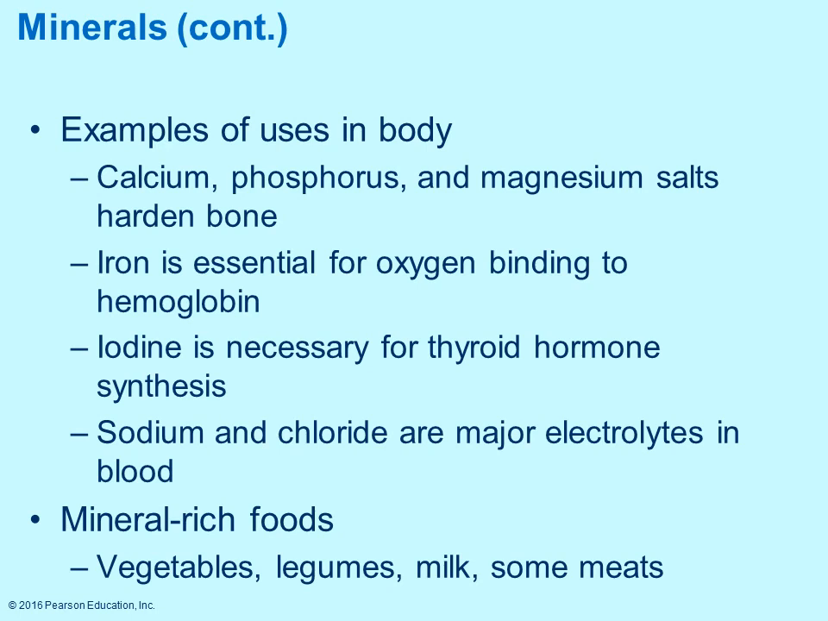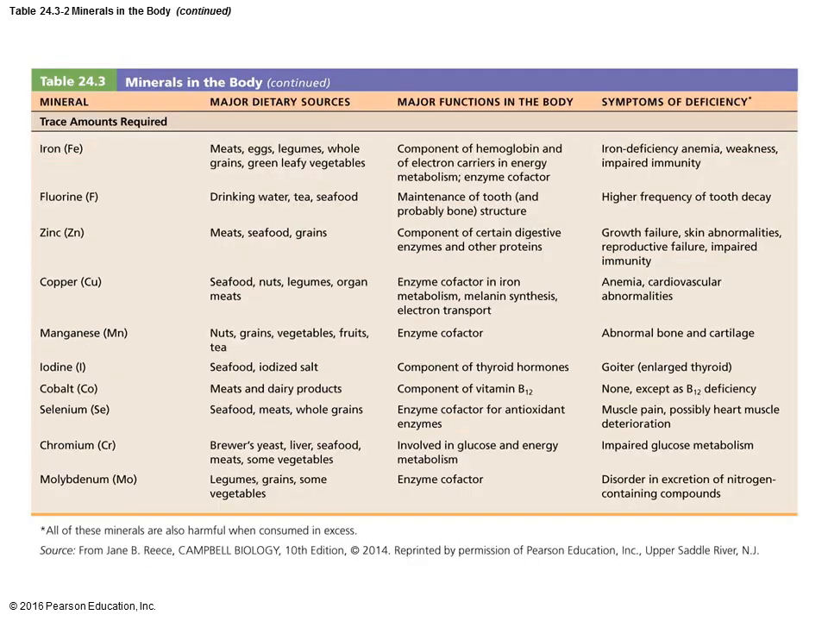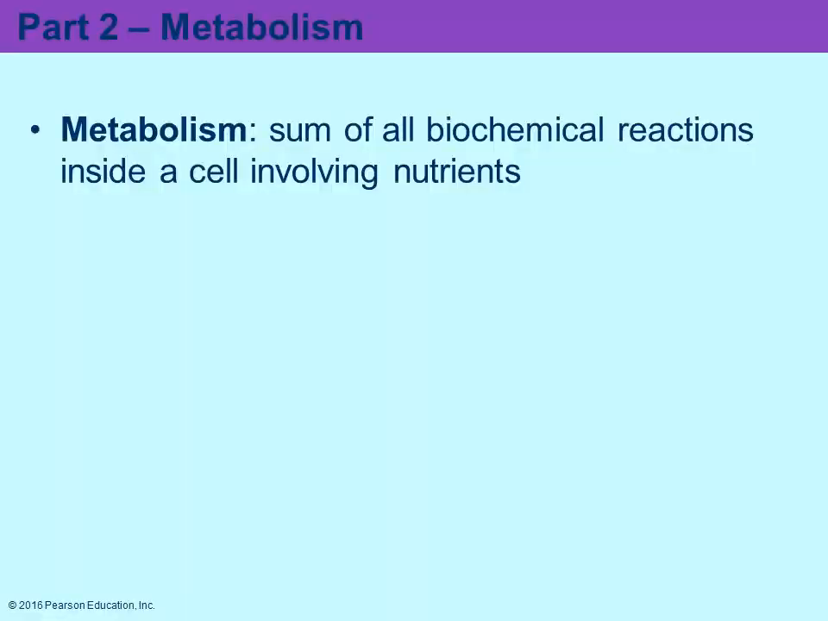There are different reasons why these are needed, such as whether it helps with strengthening of the bones, whether it's helping with the thyroid hormone synthesis. Typically, your vegetables, legumes, milk, and some of your meats are very rich in these minerals. And here is a list, and then the trace minerals that are also needed.